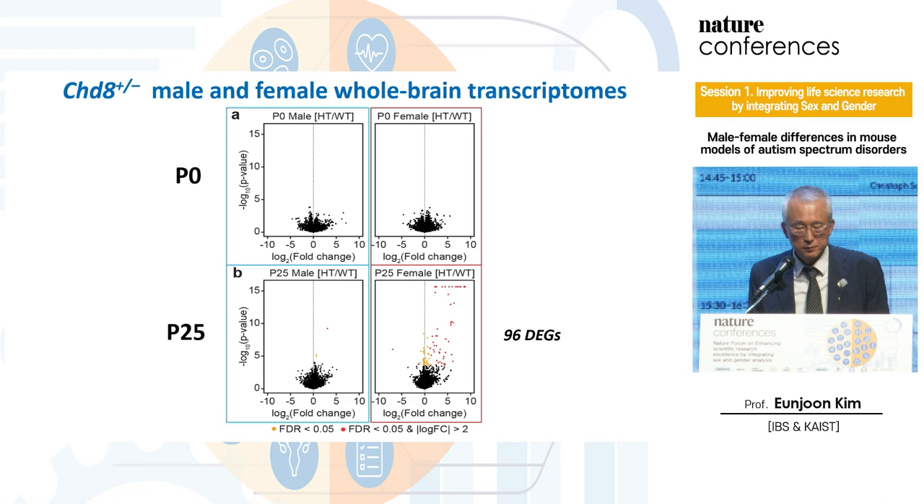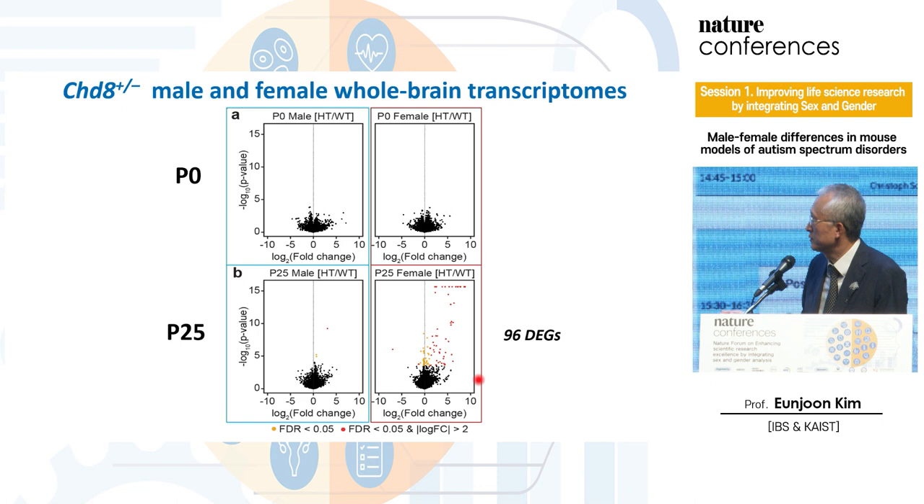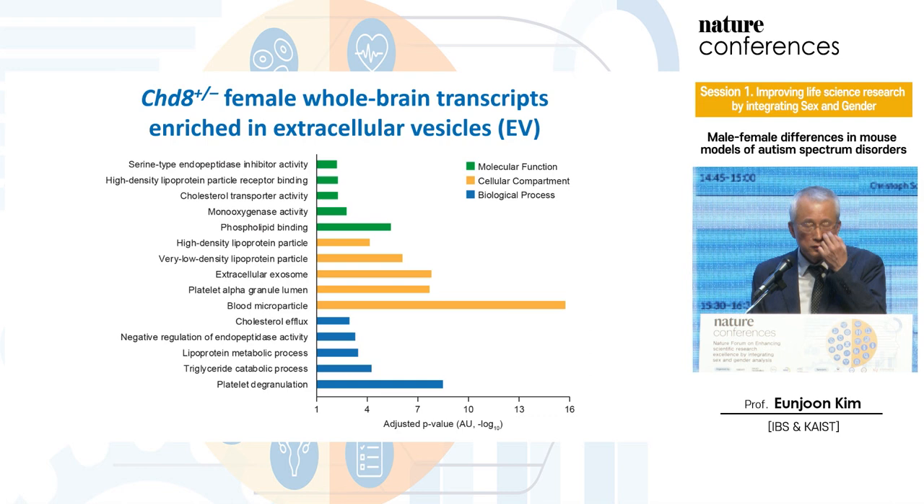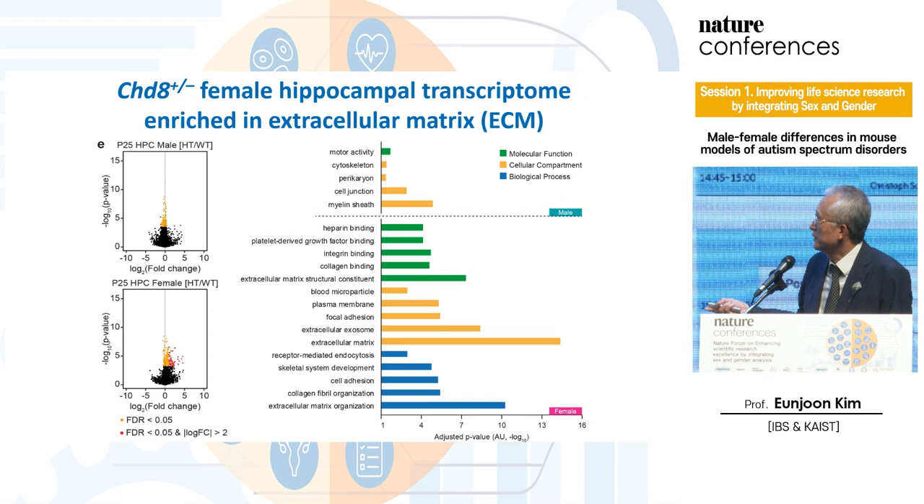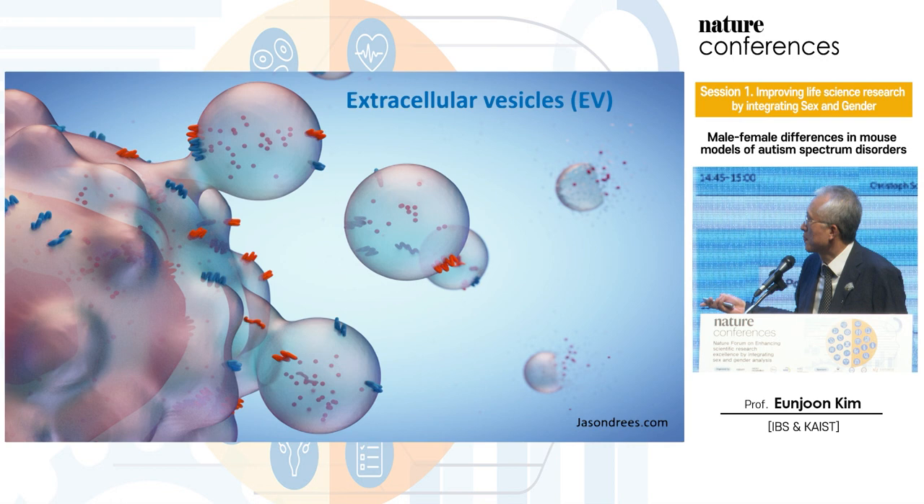So what are the molecular mechanisms? We tried transcriptomic analysis at different postnatal stages. At juvenile stages, we found a very interesting increase in the amount of transcripts that is specific to females. When we do gene ontology analysis, we found terms related with extracellular vesicles. Extracellular vesicles are small lipid droplets that are released from a cell, and they contain mRNAs and proteins. And these vesicles are used for the communication between different cells in the brain.